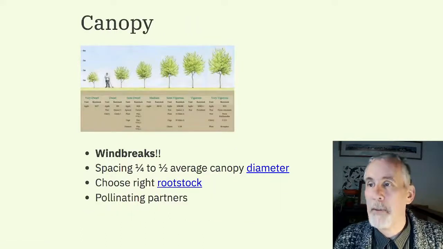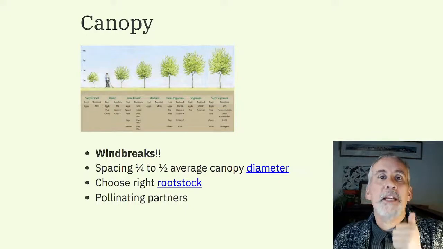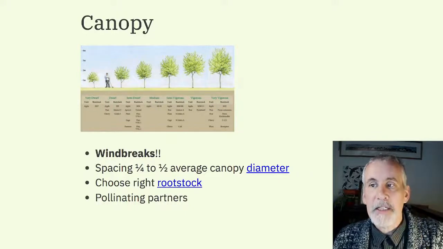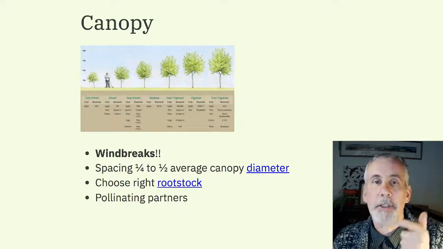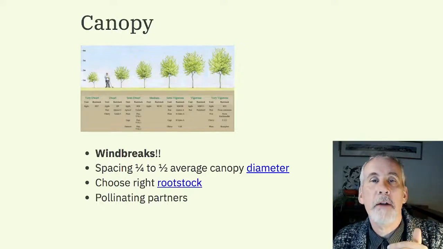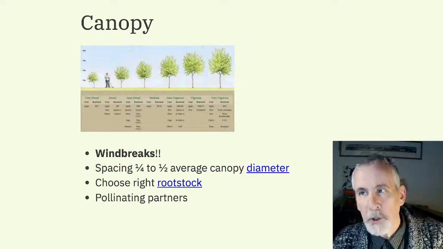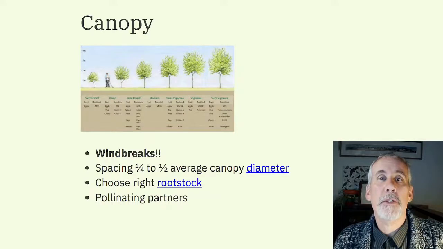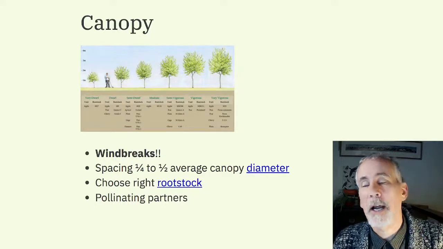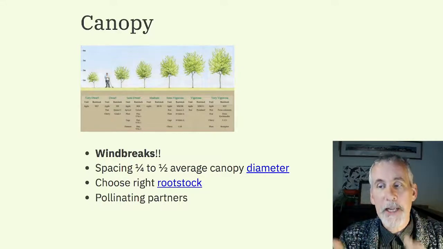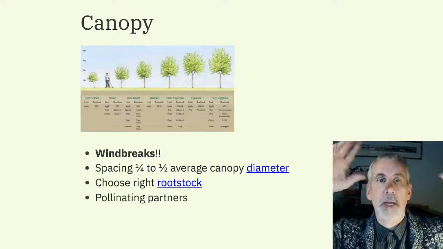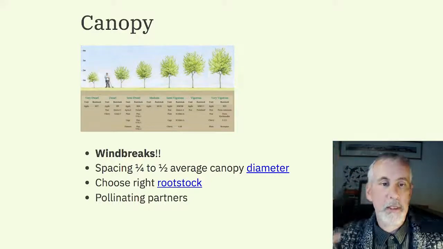And then onto the canopy. Make sure you put your windbreaks in for your canopy trees. Spacing is a quarter to half of the average canopy diameter, as I said before, and then choose the right rootstock. An awful lot of cultivated fruit trees are grown on rootstocks, and it's the rootstock that determines the height and the vigor of the tree. So choose the right rootstock and you'll get the right size tree that will fit that space.